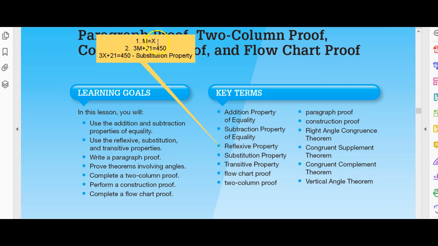Okay, so this is just an example where I'd say, okay, I know this and I know this. These are my P's, right? I'd say if m is equal to x and 3m plus 21 is equal to 450, that's P, my hypothesis, if, right? Then my conclusion, 3x plus 21 is equal to 450. And if I want to go from this hypothesis to this conclusion, I would use substitution.